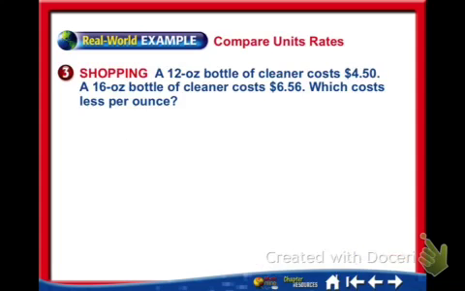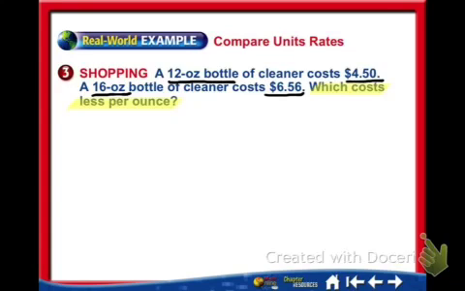A 12-ounce bottle of cleaner costs $4.50. A 16-ounce bottle of cleaner costs $6.56. Which costs less per ounce? Let's think about our important information. A 12-ounce bottle costs $4.50. A 16-ounce bottle costs $6.56. Our question is asking us which costs less per ounce.